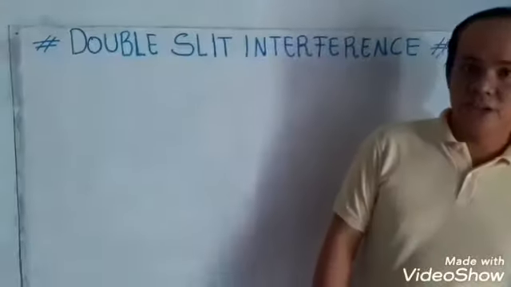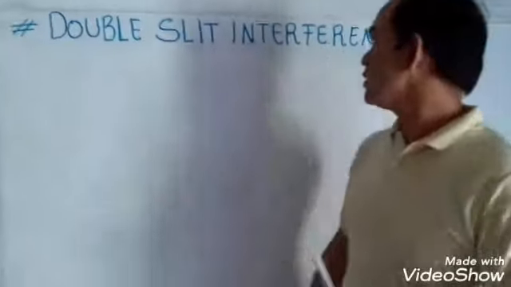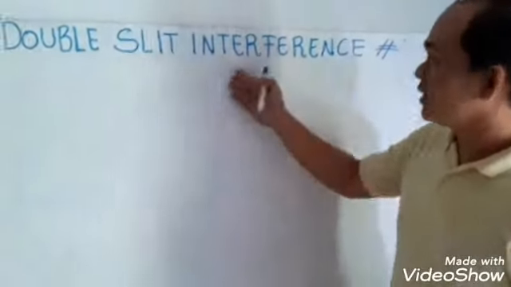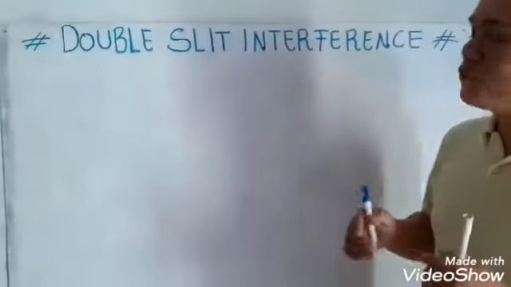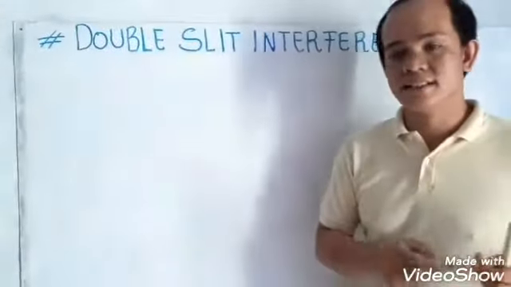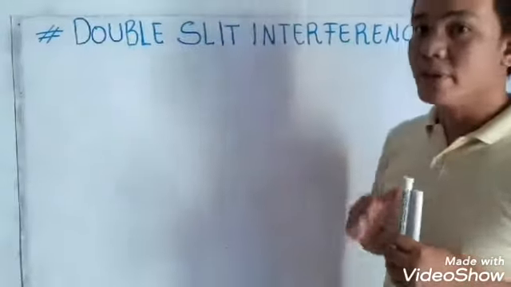Okay, good afternoon everybody. Today we are going to learn about double slit interference. As we know, interference is a mix or a joint of two sources of light which have the same frequency.